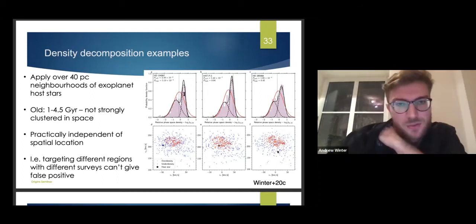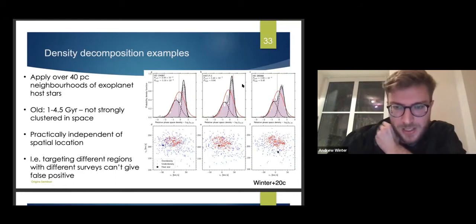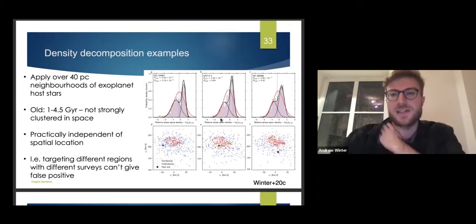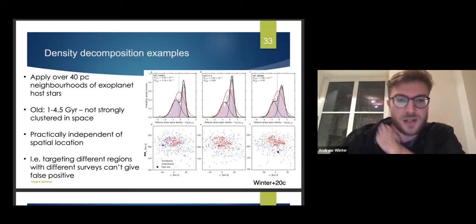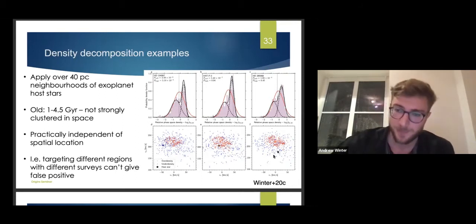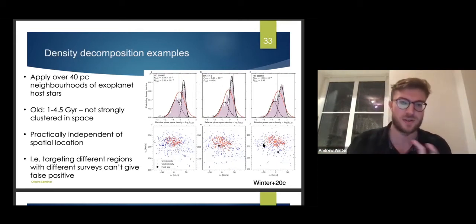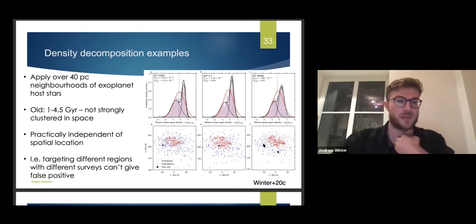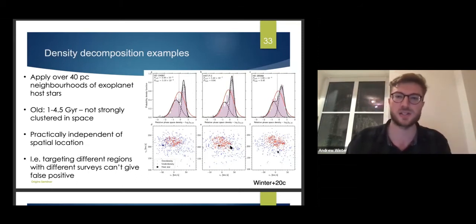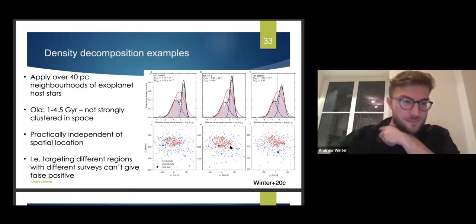What we can see is three examples here of three exoplanet host stars, and how this effectively works. In the top plot we have again this histogram of relative phase space density, and in the bottom plot we have the radial and the azimuthal velocities in galactocentric coordinates, and you can see how this picks out at least what looks like substructure around each of these host stars. We can then do this categorization probabilistically, whether this host star looks like it's in a low density environment or a high density environment.